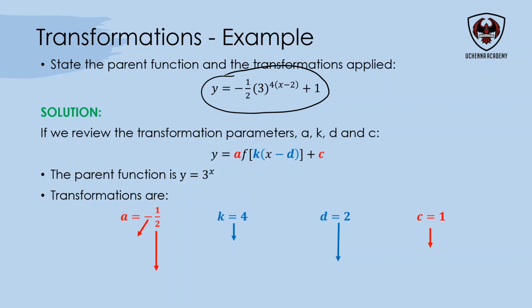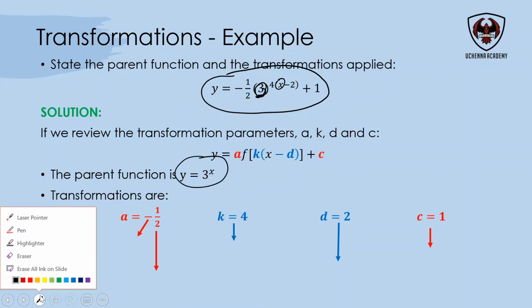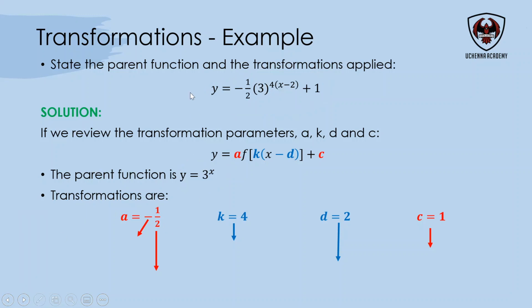First of all, you should recognize the base function. Once you strip away all the transformations, if you want to have just a base and an exponent, the base would be 3 and the exponent would be x. So that's what we start off with. That's the parent function, the original function. And we're going to go about applying all these transformations.